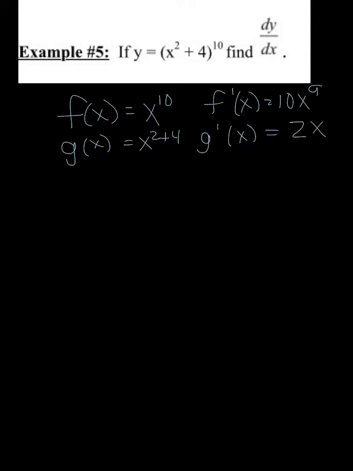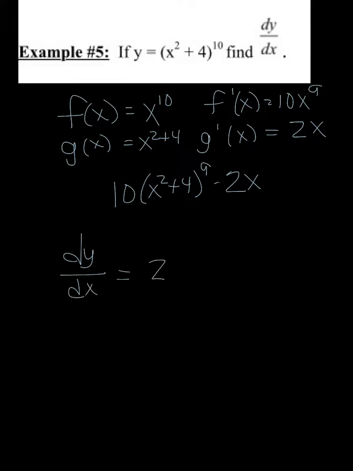So finding f prime of g, 10x to the 9th, when evaluated at x squared plus 4 would be 10 times x squared plus 4 to the 9th power times g prime, which is 2x. So we would have dy dx equaling 2x times 10, which is 20x, times x squared plus 4 to the 9th. And I think what we recognize in this one is that although we're applying the chain rule, we're really applying the power rule as well, because we have a power function x to the 10th, and we're evaluating at a quadratic function. So the 10x to the 9th piece we know from our power rule was going to come out, and then our g prime is right here.